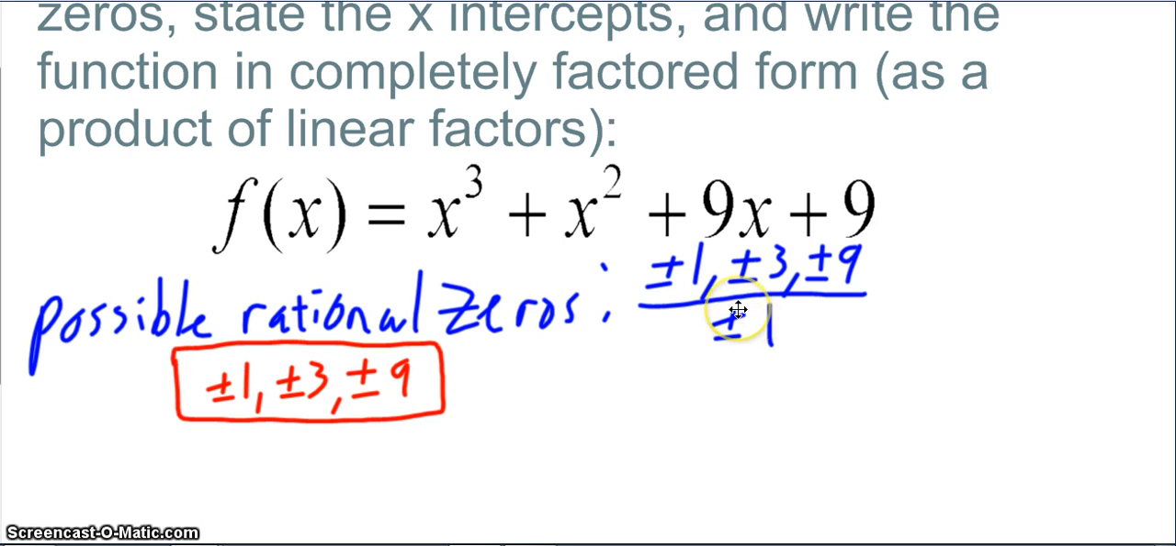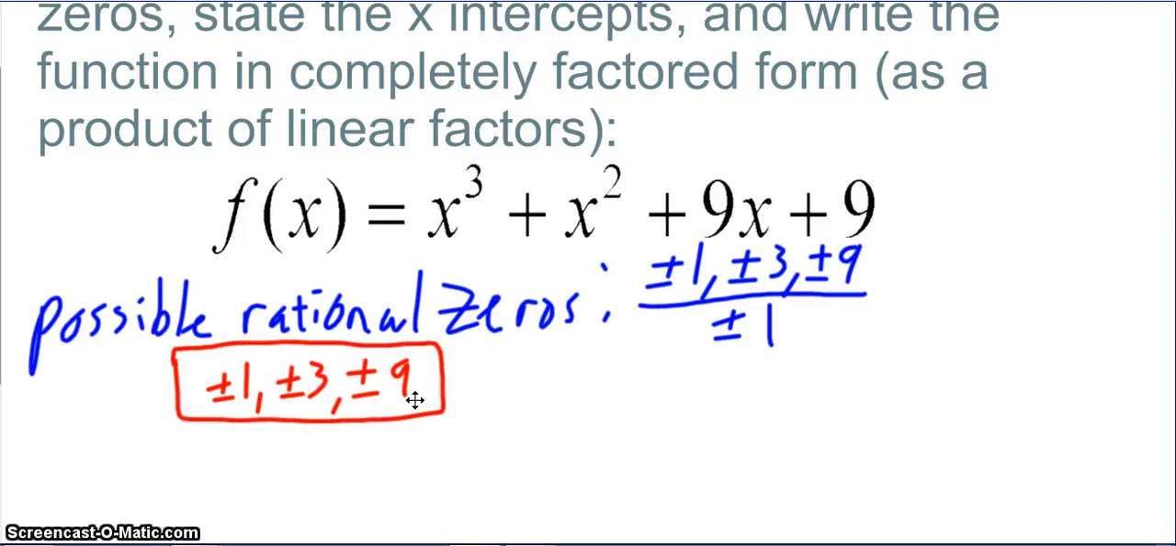You can see, though, that if the leading coefficient was something other than 1, and if the constant term here had more factors than 3, this could get to be quite a long list. Right now here, although I only wrote 3 numbers, remember it's plus or minus each one of them, so that's actually 6 possible rational zeros.